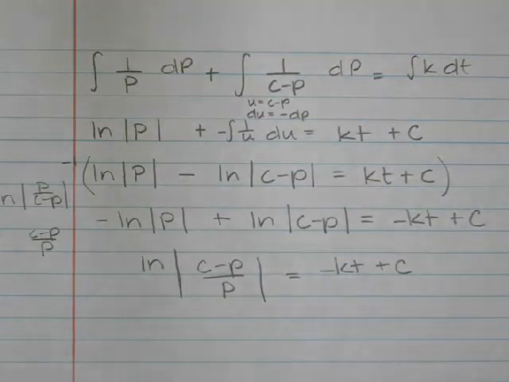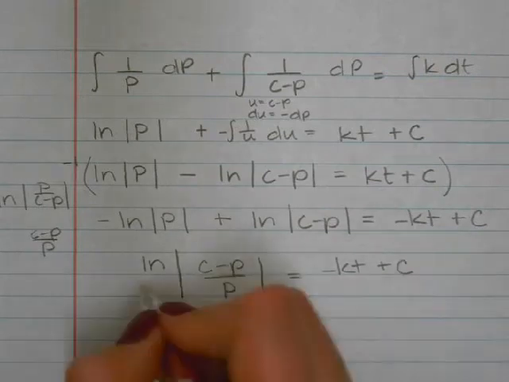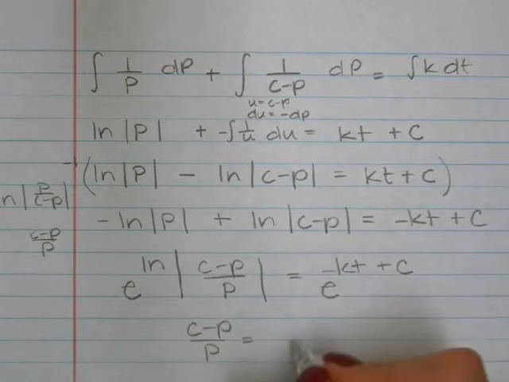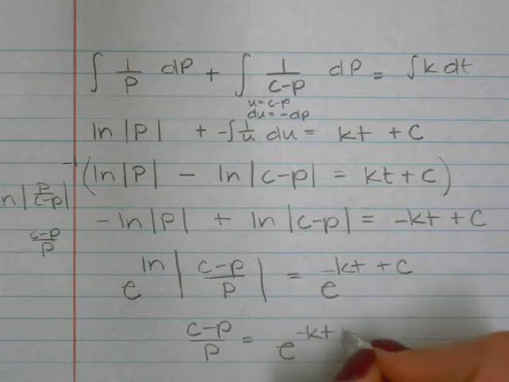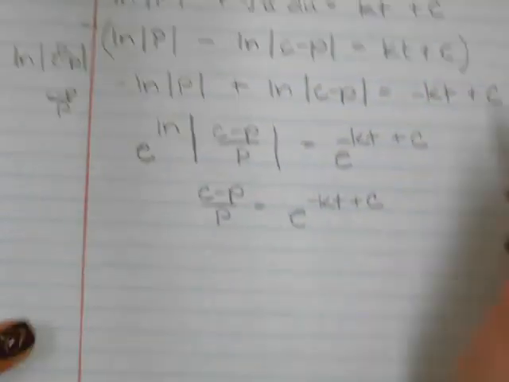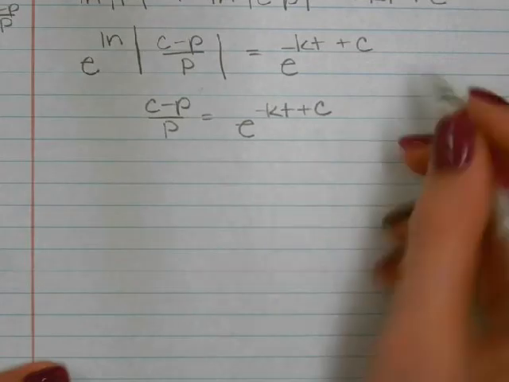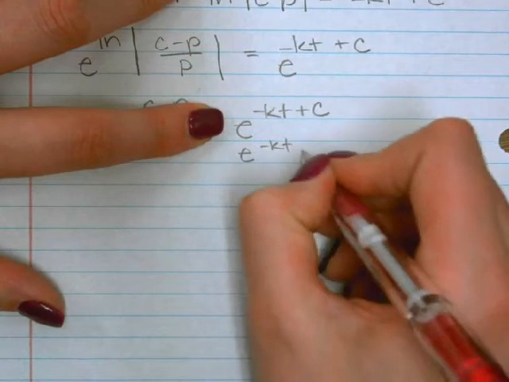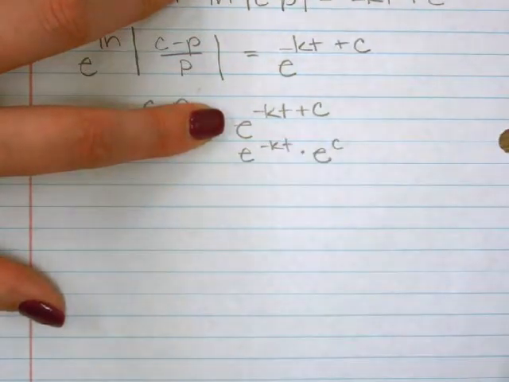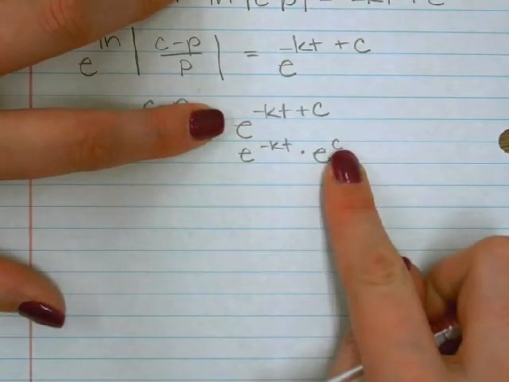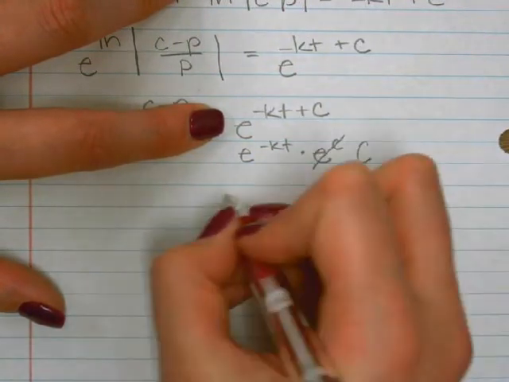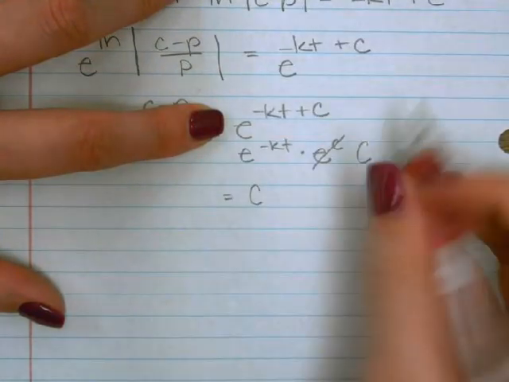All right, so now we've got to solve for p, so I'm going to do e on each side. So I have c minus p over p equals e to the negative kt plus c. If you remember, this side is really e to the negative kt times e to the c. And e raised to a power of a constant still represents a constant all on its own. So now what I have on this side is a constant, but I can't use c.